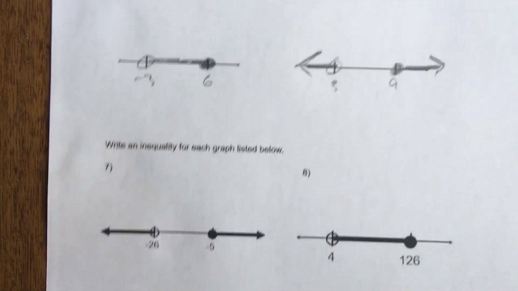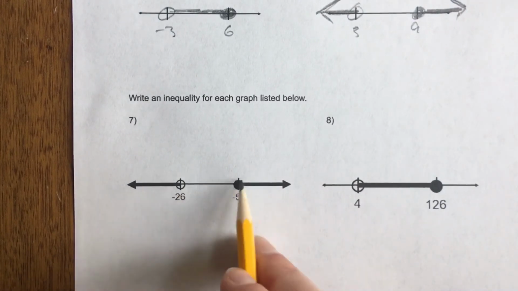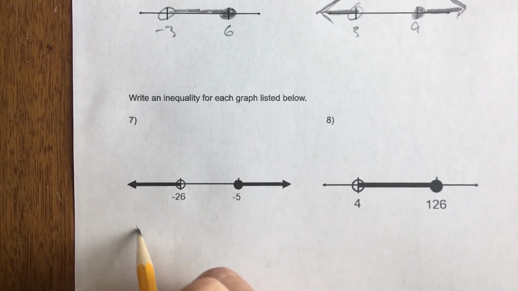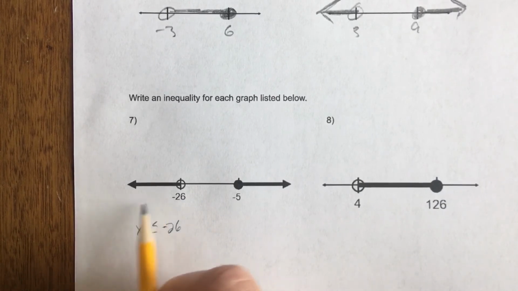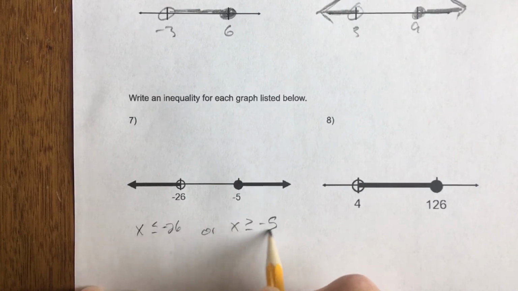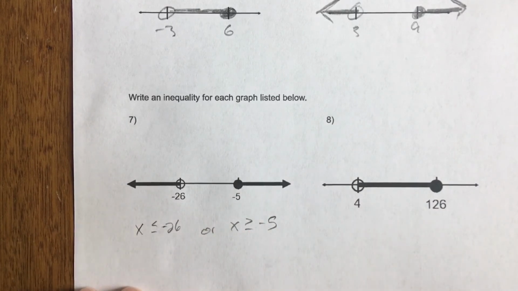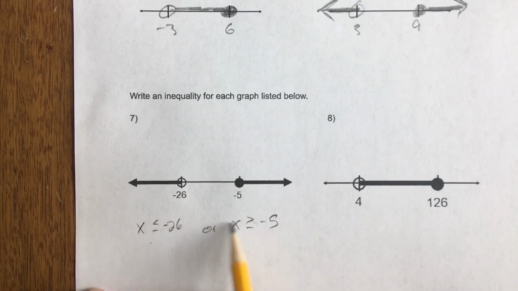You should have a good feeling about which one's which. When we get here, we've got the 2 arrows going this side. So we can either be here or we can be here, right? So either x can be less than or equal to negative 26. That's what's showing here. Or x can be greater than or equal to negative 5. That's what's showing here. So we have the 2 arrows like that, one or the other.